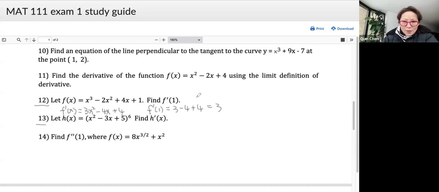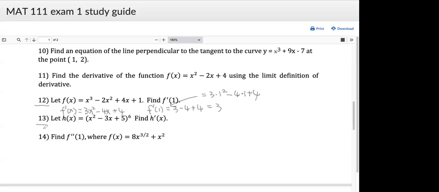Well, if you want, you can write one more step before this. Just write one more step saying 3 times 1 squared minus 4 times 1 plus 4. All right. Thanks.